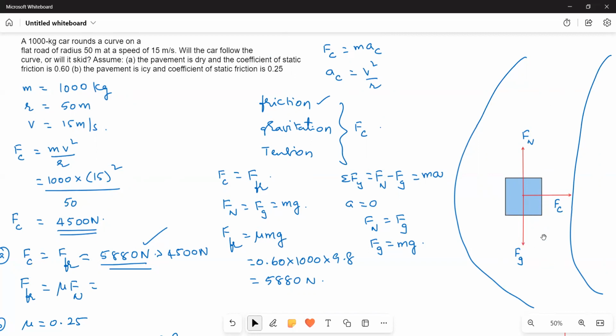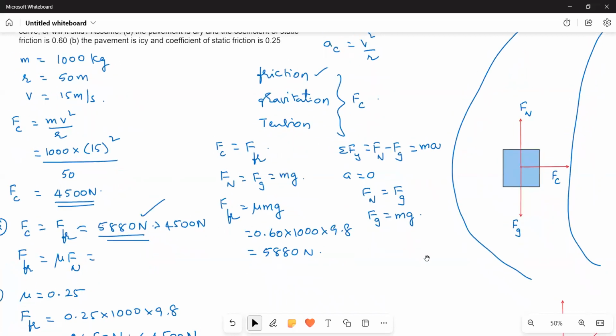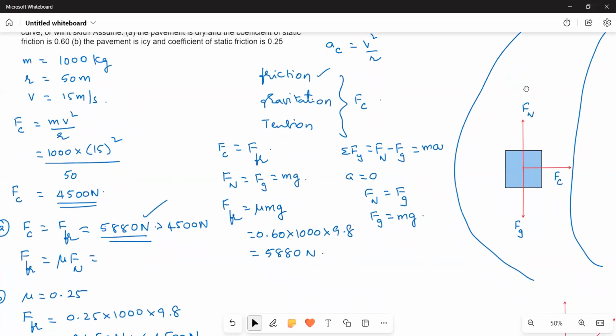Here, the frictional force is providing the required centripetal force. Centripetal force is nothing but the force which is directed towards the center. Here, the friction is directed towards the center. So that is providing the required force for the car to negotiate the curve.